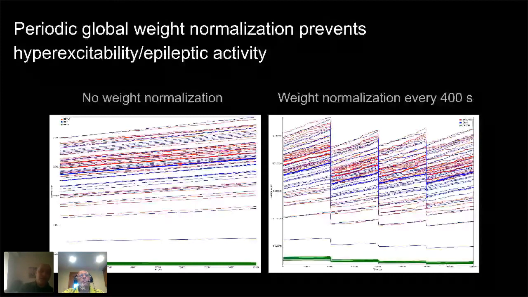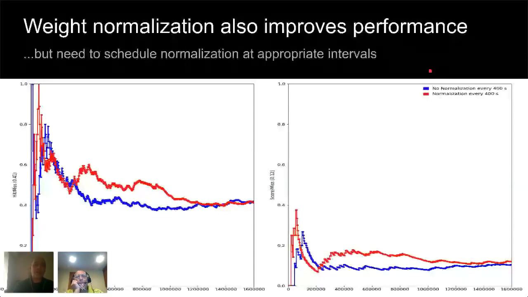So we had to implement this weight normalization rule, where every so often the weights are scaled down. So the pattern of weights is preserved, but the average weight is set down. That's shown here, where the weights are increasing. This is without normalization, this is with normalization. So periodically, the weights are just scaled down to prevent this hyperexcitability. And we also found that the hyperexcitability is degrading the performance.